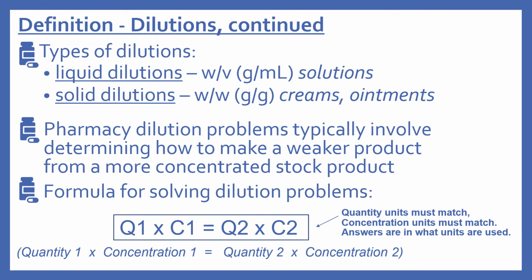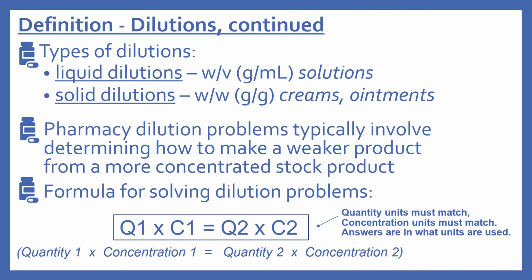There are a couple different types of dilutions we're going to talk about. There are liquid dilutions. These are weight per volume, usually in the units of gram per milliliter. And these are solutions. Solid dilutions, these are weight per weight. Generally you see these in gram per gram. And this includes creams and ointments. And pharmacy dilution problems typically involve determining how to make a weaker product from a more concentrated stock product.